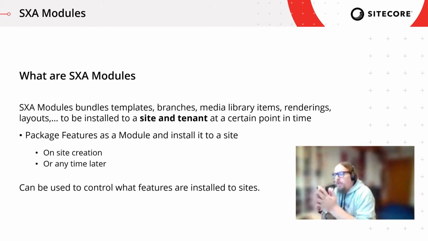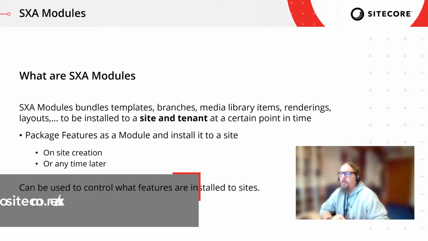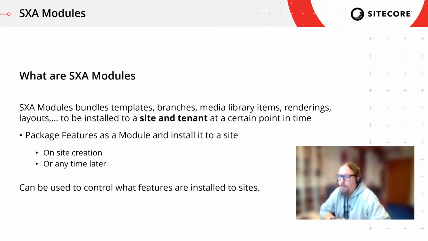If you take a look in the documentation, which is quite good about modules, it definitely makes sense to take a look in it. We've just posted the link here. What you will find is that SXA modules bundle templates, branches, media library items, renderings, and layouts, and probably a few more things to be installed on site or tenant level at any certain point in time. That packages up features as modules, and you can install it to a site or a tenant. And this can be either on site or tenant creation, or also anytime later.